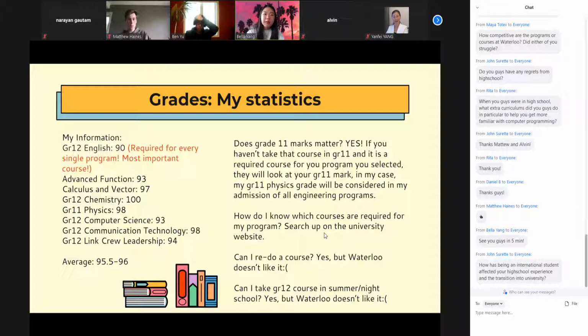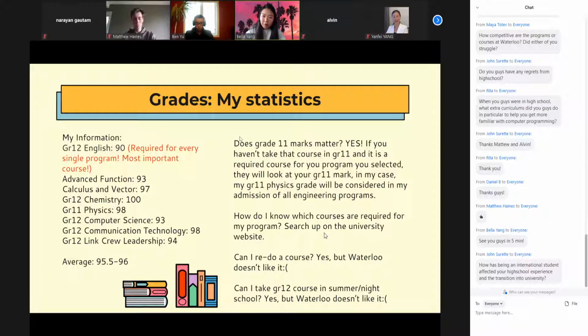When I was receiving those offers, my average was in the low 90s, 92, 93. I remember when I got my Waterloo software engineering offer, I only had a 93. So don't panic too much, and make sure to do your best in those supplemental applications.